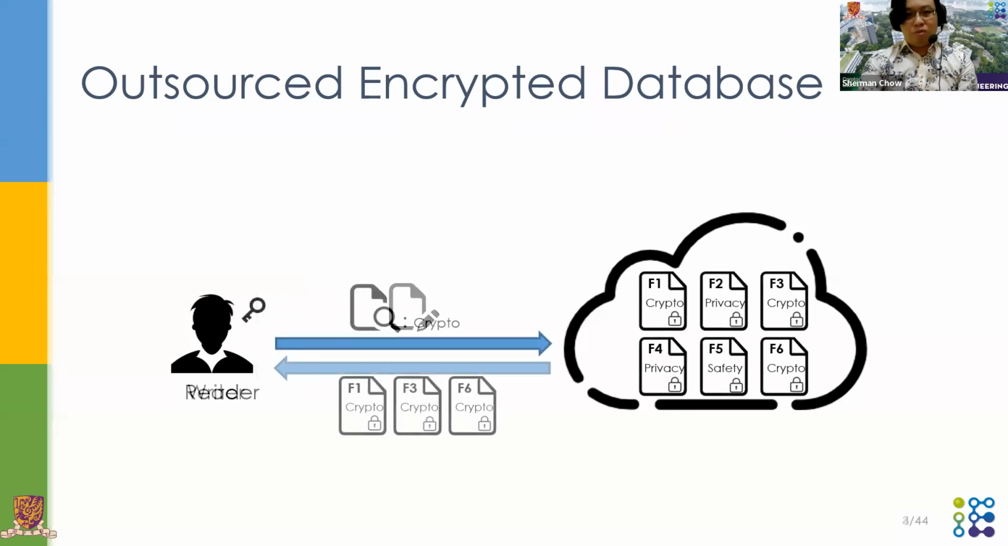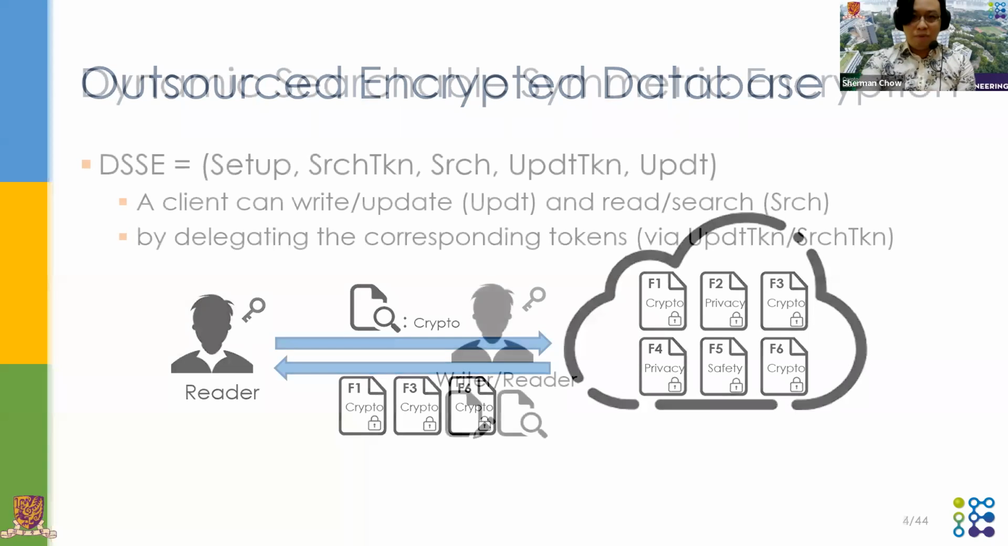Now we have another role, called the reader. The reader wants to search for something marked with the keyword crypto. In this scenario, we have F1, F3, and F6 as different files to be retrieved by this reader. So we have writer and reader, and that is the simple outsourced encrypted database scenario we are talking about. I hope I set up the context clearly.